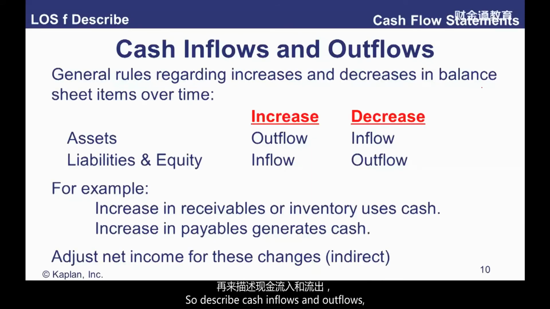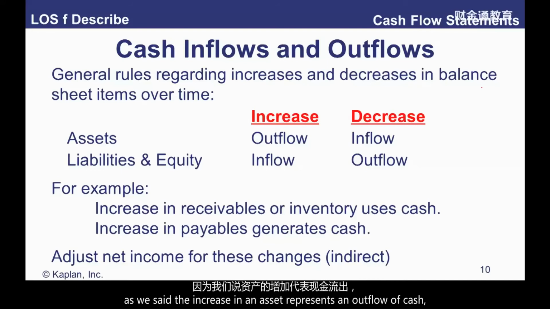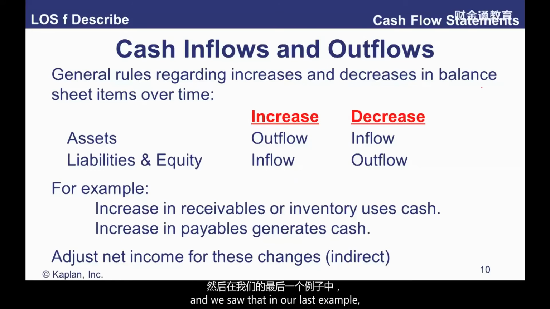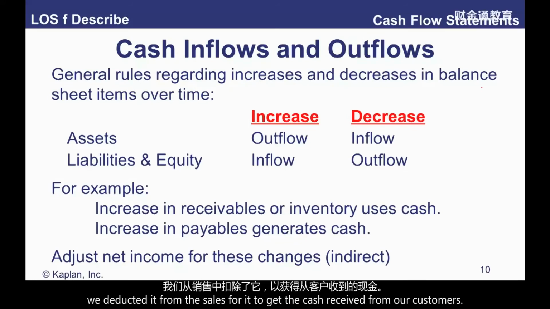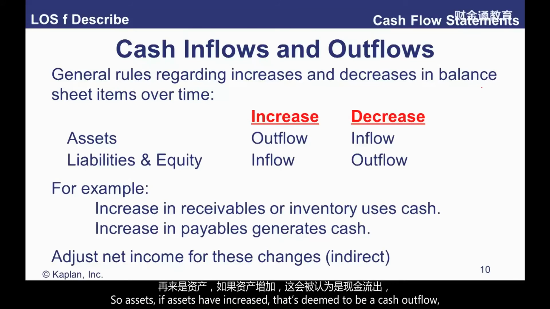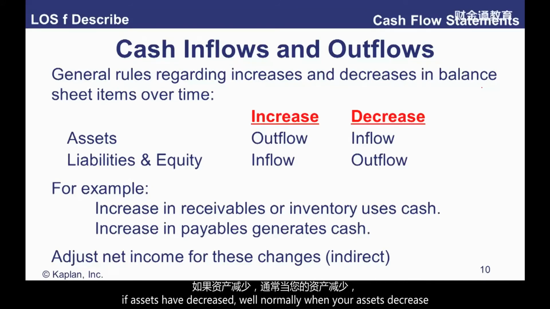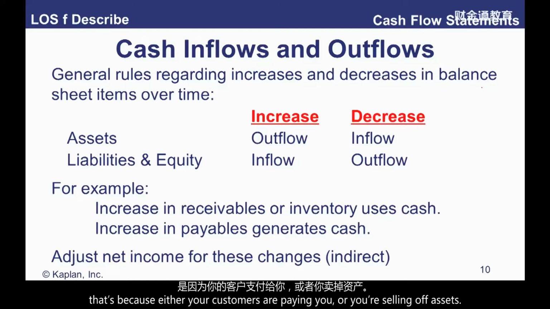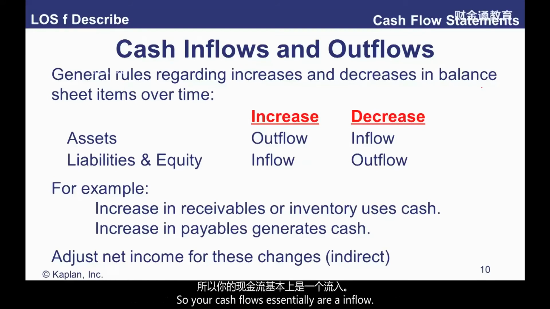So, describing cash inflows and outflows. As we said, an increase in an asset represents an outflow of cash. And we saw that in our last example. We had an increase in accounts receivable. We deducted it from the sales figure to get the cash received from our customers. So if assets have increased, that's deemed to be a cash outflow. If assets have decreased, well, normally when your assets decrease, that's because either customers are paying you or you're selling off assets. So your cash flows essentially are an inflow.